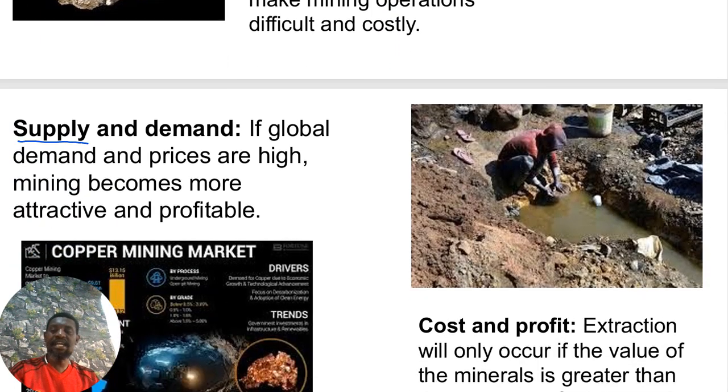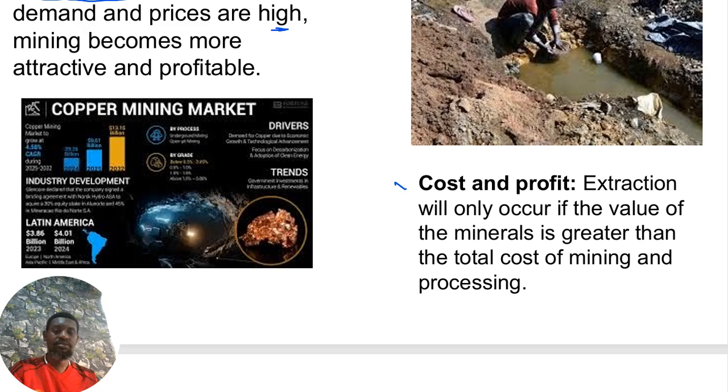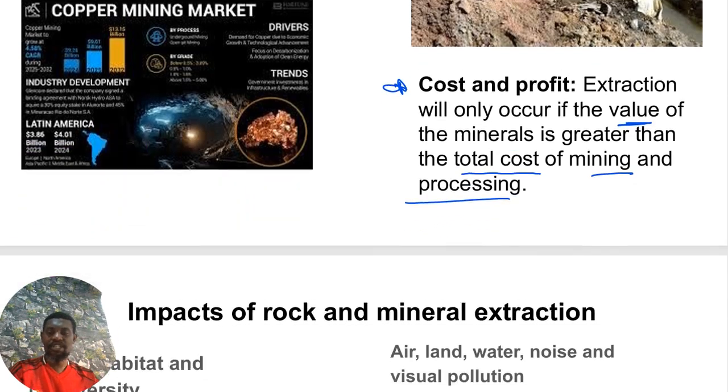Then we'll now look at supply and demand. If global demand and prices are high, then mining becomes more attractive and profitable. So you need to look at the supply and demand nature. Then next is the cost and profit. So extraction will only occur if the value of the mineral is greater than the total cost of mining and processing. Very important. Extraction will only occur if the value of the minerals is greater than the total cost of mining and processing of such mineral.